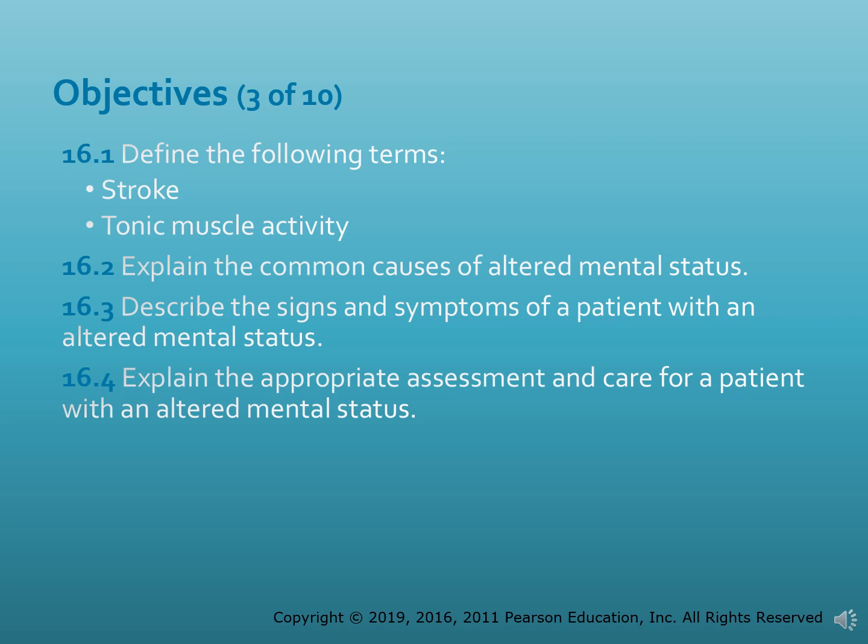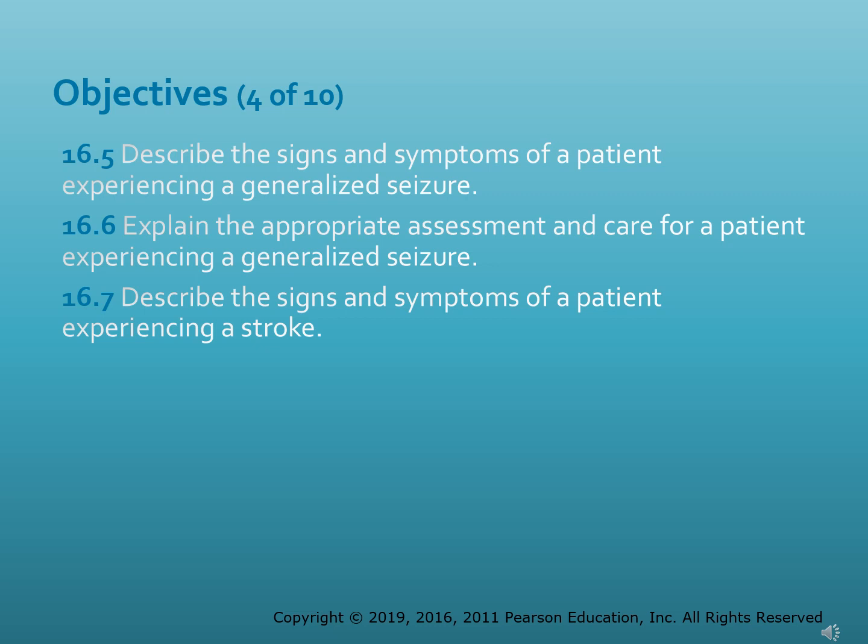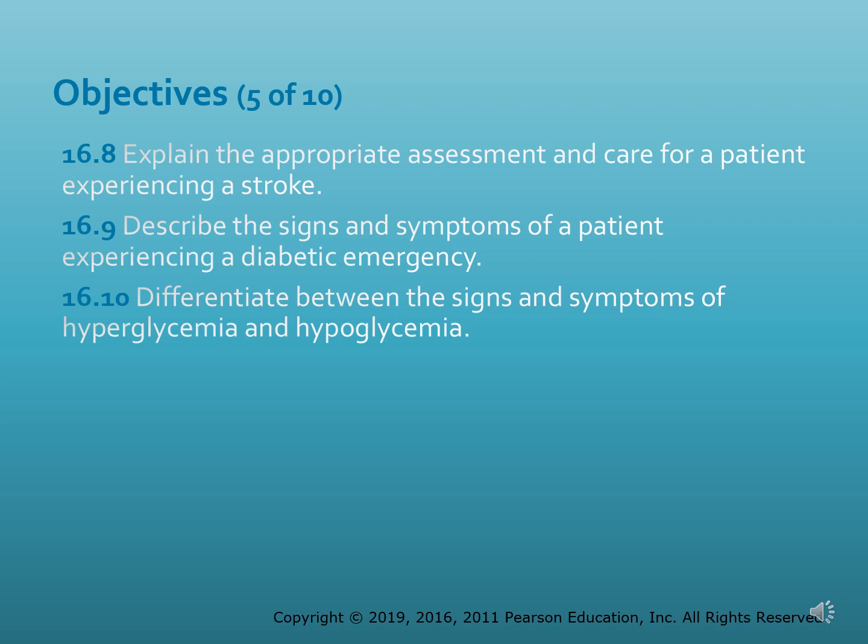Explain the common causes of altered mental status. Describe the signs and symptoms of patient with an altered mental status, and explain the appropriate assessment and care for a patient with altered mental status. Describe the signs and symptoms of a patient experiencing a generalized seizure. Explain the appropriate assessment and care for a patient experiencing a generalized seizure, and describe the signs and symptoms of a patient experiencing a stroke. Explain the appropriate assessment and care for a patient experiencing a stroke.